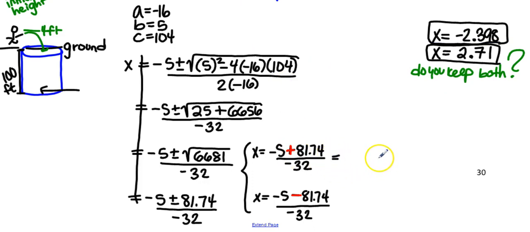Let's see how you did. Negative 5 plus 81.74. Get my calculator out. Is 76.74 divided by negative 32. We get negative 2.398.